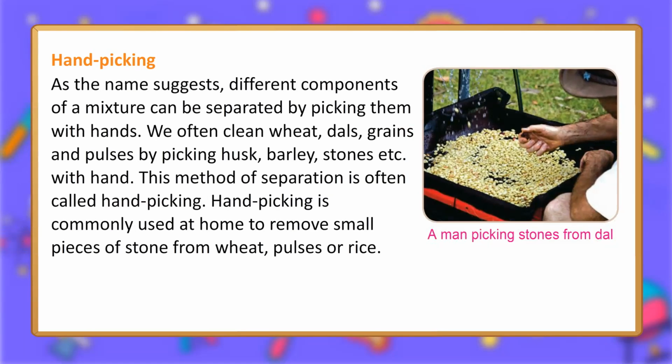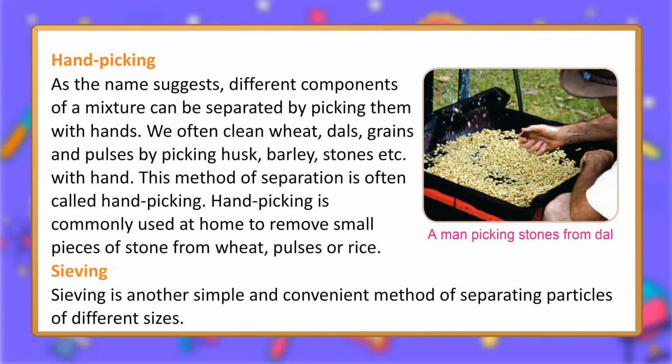Hand-picking. As the name suggests, different components of a mixture can be separated by picking them with hands. We often clean wheat, dals, grains and pulses by picking husk, barley, stones etc. with hand. This method of separation is often called hand-picking. Hand-picking is commonly used at home to remove small pieces of stone from wheat, pulses or rice. A man picking stones from dal.